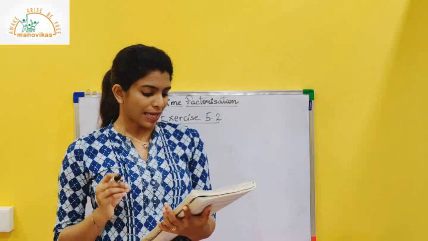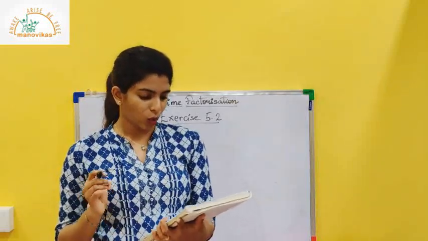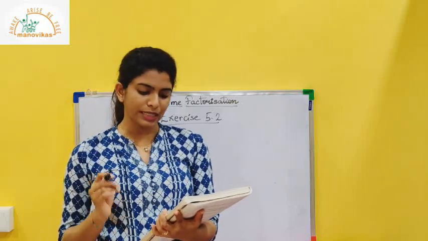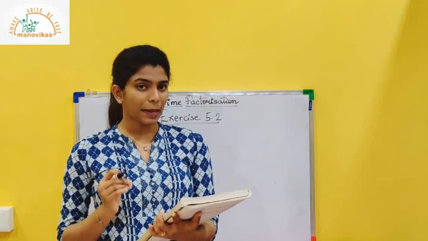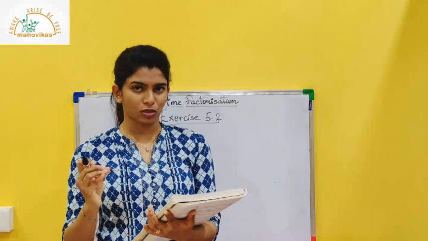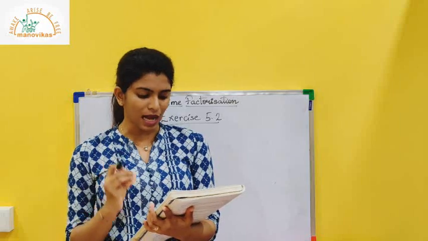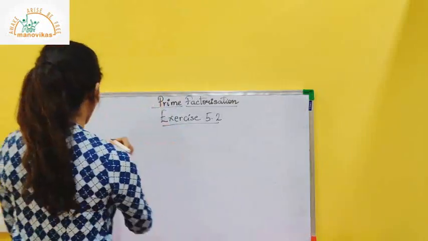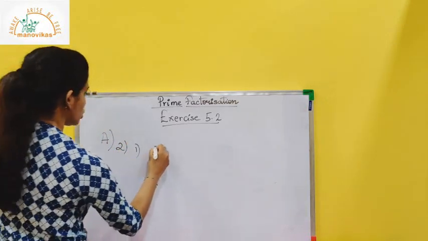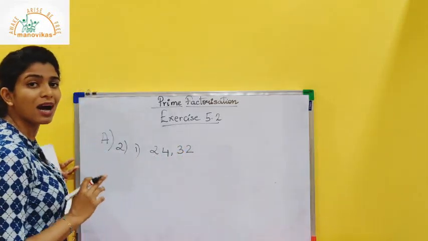Let's do exercise 5.2 from the textbook, page number 67. Question A. List all prime and composite numbers between 20 and 40. You know what are prime numbers and composite numbers. So you have to list the numbers between 20 and 40. This you have to do as homework. Question 2. Which of these are co-primes? So I will solve the first one for you all. A. Second. First one is 24, 32. Now we have to see whether these numbers are co-prime.